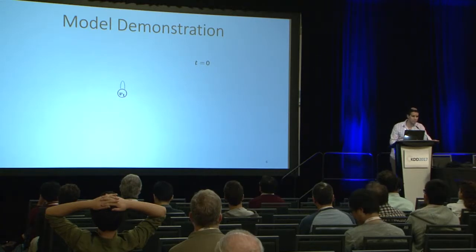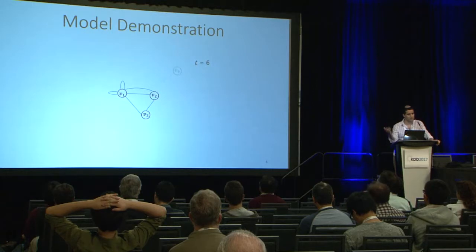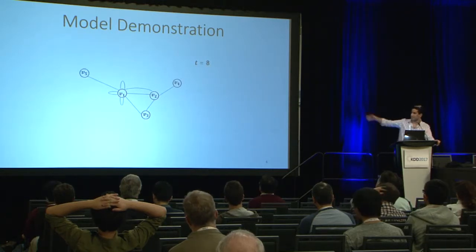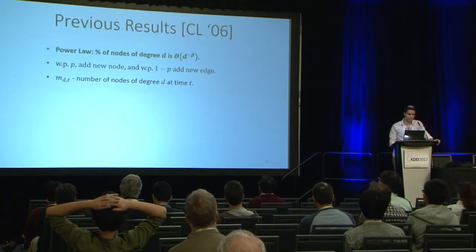So if we start with an initial graph of one node and one self loop, then we add nodes and we add edges, and sometimes we add an edge, sometimes we add a node, and we build this graph, and then we get, let's say, this particular graph. Okay, so this is just a demonstration to see how it works.